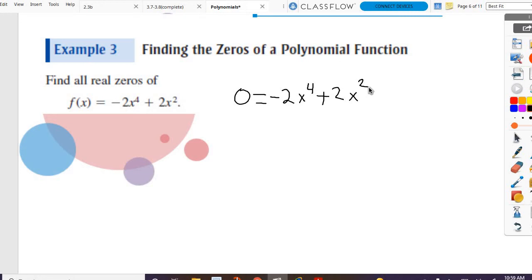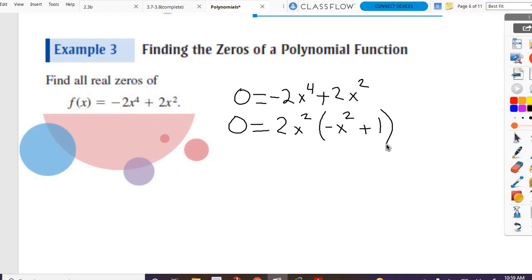So what have we talked about in this class? Yeah, we can factor it. So what factors out of that? Remember, we always want to check and see if we have a greatest common factor. 2x squared. And then what are we left with? Negative x squared plus 1.